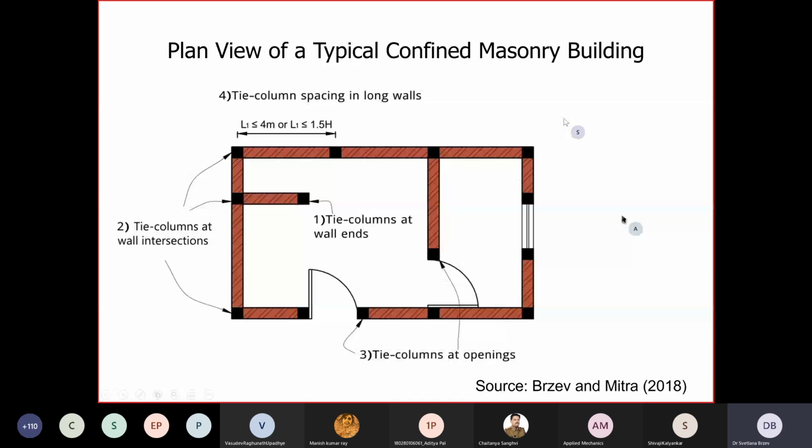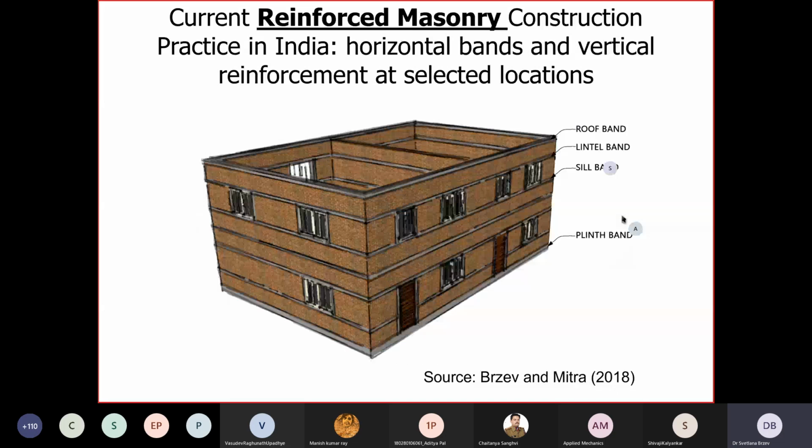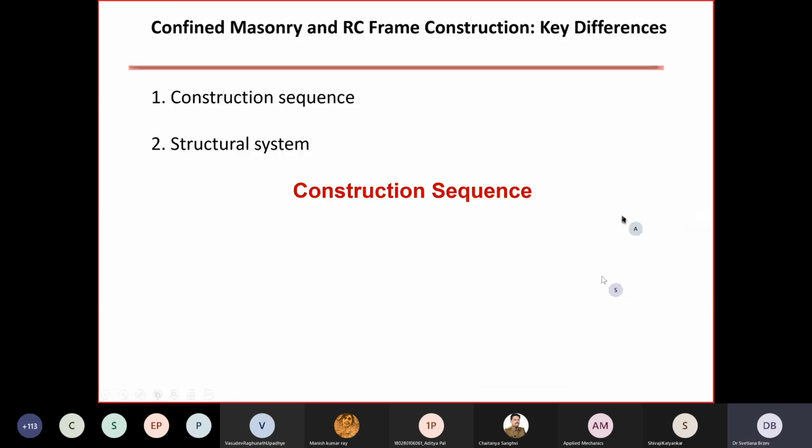So in other words, confined masonry has some similarities with current Indian practice for construction of masonry in seismically prone areas, for example, this concept of bands. And it is not shown here, but there are vertical bars in some cases in highly seismic areas in India, according to Indian standards such as IS 4326, and it has been a practice for many years. But the main difference, on the other hand, as I mentioned, there is a similarity between confined masonry and reinforced concrete frame construction, but there are key differences.